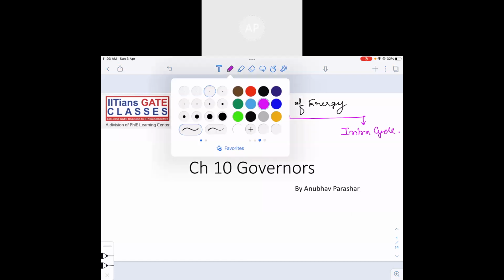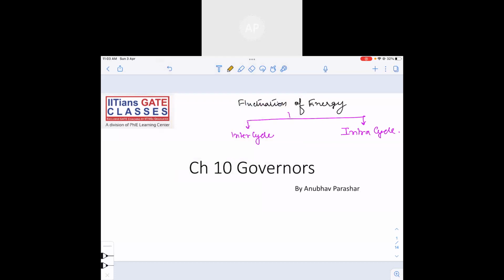What do we mean by intra-cycle? Intra-cycle is the fluctuation of energy you have seen, and we have attached a flywheel for that. Intra means within the cycle, meaning the fluctuation of energy between the suction, compression, power, and exhaust strokes. We have seen that there was a continuous fluctuation of energy, and this was not feasible to put into use. So we had to use a flywheel. Now there is one more type of fluctuation, that is inter-cycle. I'll try to explain it briefly.